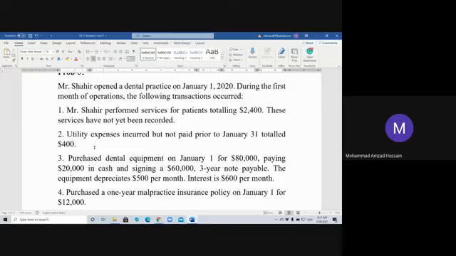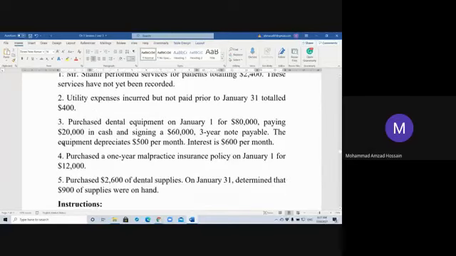Purchase dental equipment on January. Then the third transaction is purchase dental equipment on January for 80,000, paying 20,000 in cash and signing a 60,000 3-year notes payable. The equipment depreciates $500 per month. Interest is $600 per month. So you have purchased a dental equipment.